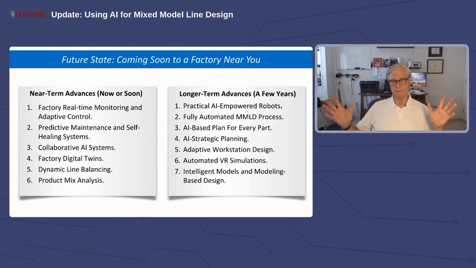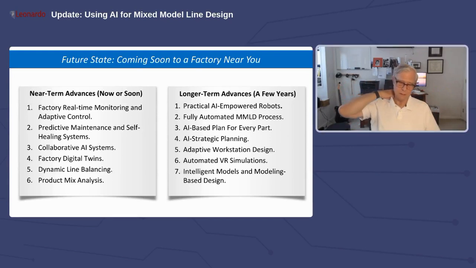So in a factory, this digital twin that we talked about earlier could actually be quite amazing, and generated primarily by AI. So automated virtual reality simulations are on the way. Again, these already exist, but they're not cheap and easy to create, and that's the difference.